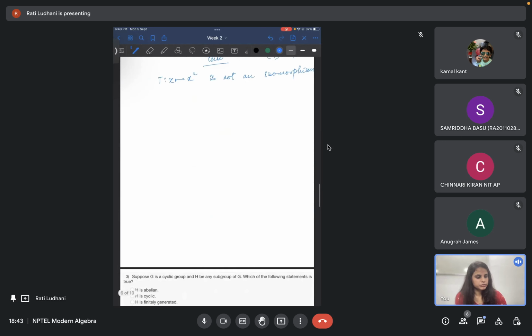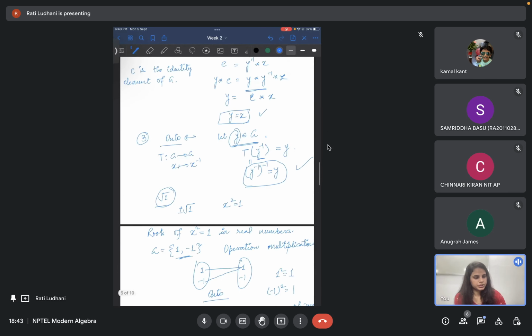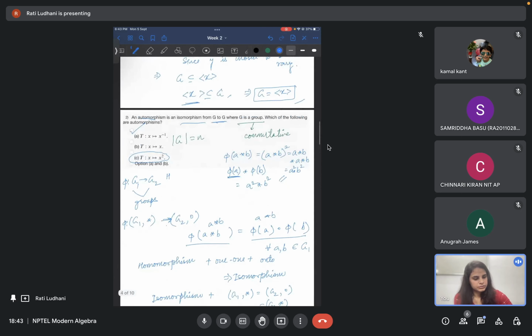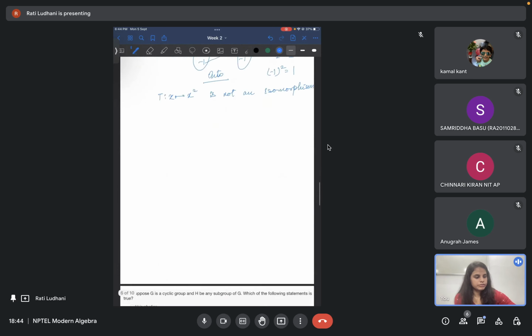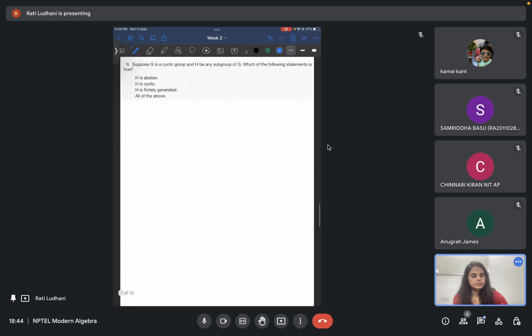Okay, let's move to the next question. So which option is correct here? This one, option A and B. Is it okay? If you have doubt, just unmute and speak. Okay. Suppose G is a cyclic group and H be any subgroup of G, which of the following statements is true? So G is given to be a cyclic group.